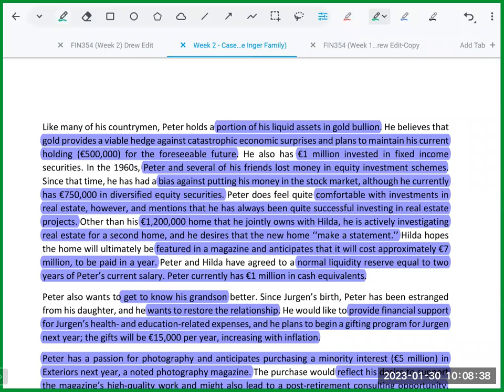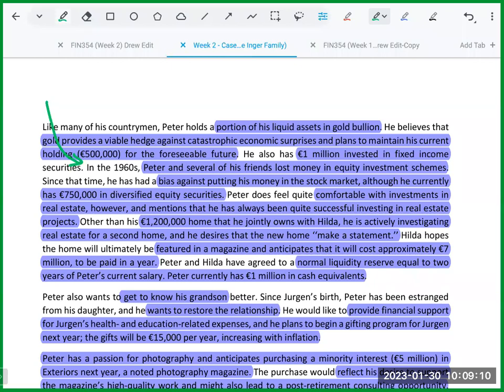Like many of his countrymen, Peter holds a portion of liquid assets in gold bullion. He believed that gold provides a viable hedge against catastrophe and economic surprises. He plans to maintain this current holding of 500K for the foreseeable future. So basically, this gold, you are not allowed to sell. It's not like a trading commodity, right? So he wants to maintain the holdings in this for the long term.